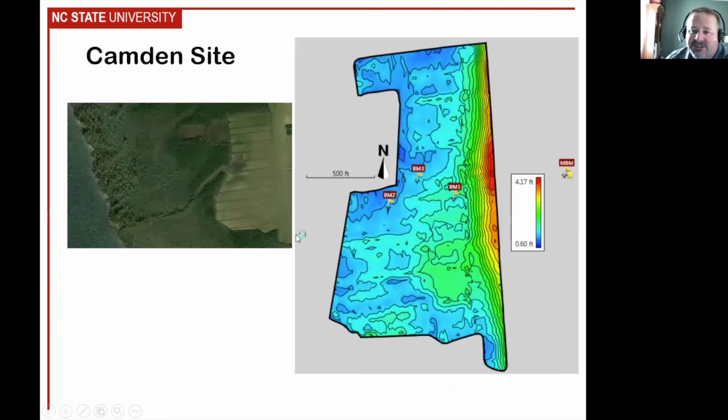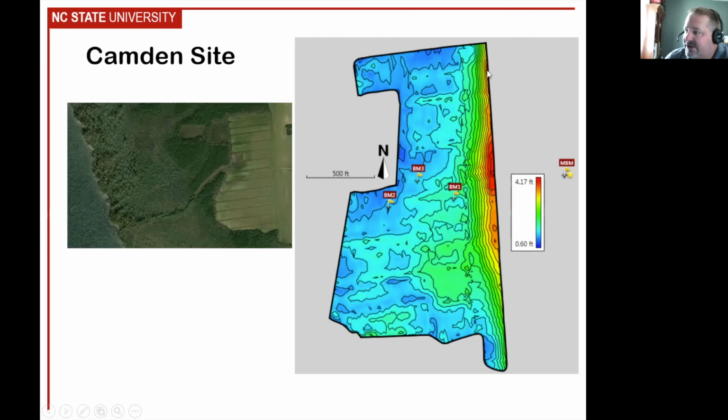So now I want to switch gears and change to the second site, which is in Camden County. We're calling this the Camden site. It's also adjacent to the sound and river basin up there. And you can tell from the elevation data that was collected at this site, there's quite a bit of change in elevation as you move from the areas closest to the sound, basically uphill, moving away from the sound.